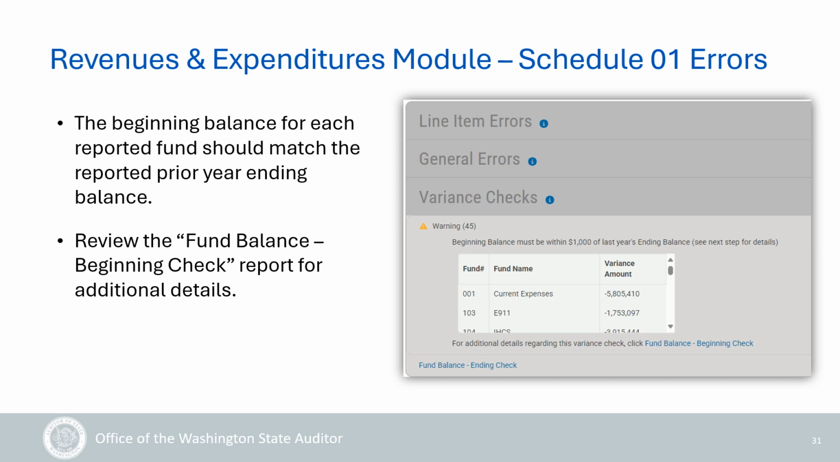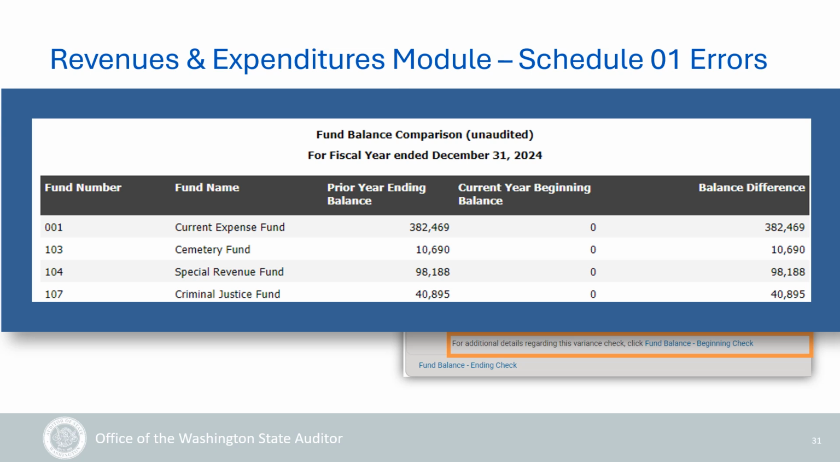Any variances greater than $1,000 will result in a warning error. To see the complete comparison report, click the Fund Balance Beginning Check link, which will open the report in a pop-up window. It will include all comparison data, even for funds that do not have a variance.